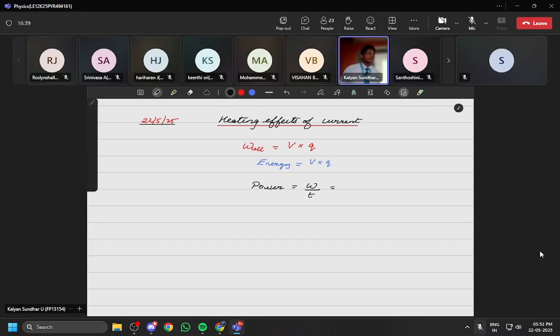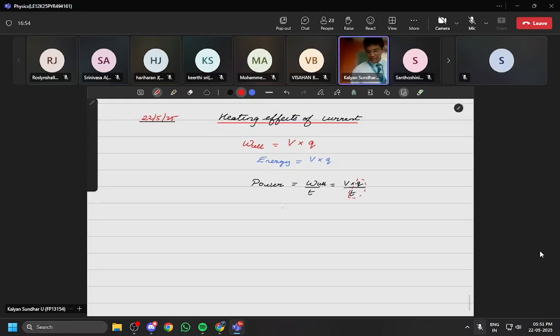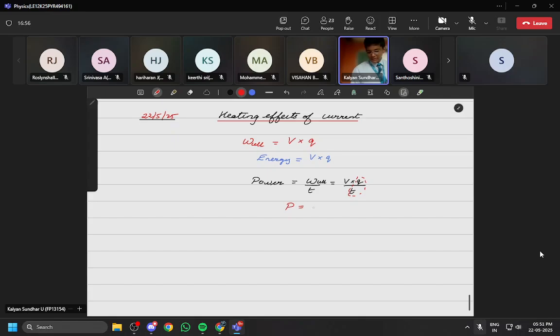Correct? So in your work done, if you ask who does it, it's due to your cell. So the cell gives V into Q by T. Now what is this Q by T? It's nothing but your current. So we will be writing power is equal to V into I.